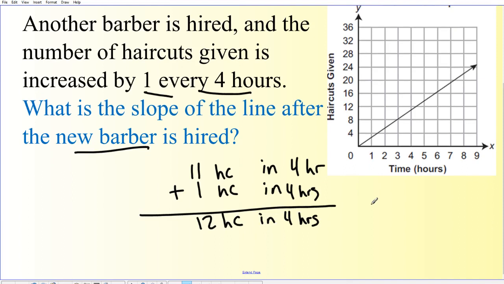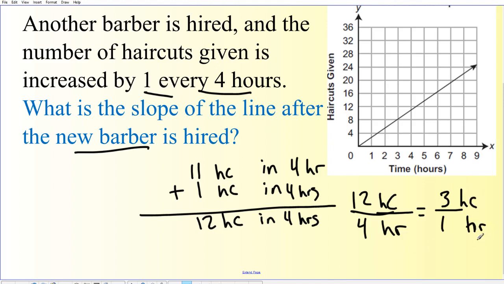Look, haircuts is your y variable, hours is your x variable. So I'm going to go 12 haircuts in 4 hours. Simplify a teensy bit: 3 over 1, 3 haircuts in 1 hour. That would be the slope of the line. So instead of my line going through 11 haircuts in 4 hours, if it increases by 1, it goes right through there. In 4 hours, there'd be 12 haircuts. In 4 more hours, there'd be 24 haircuts.